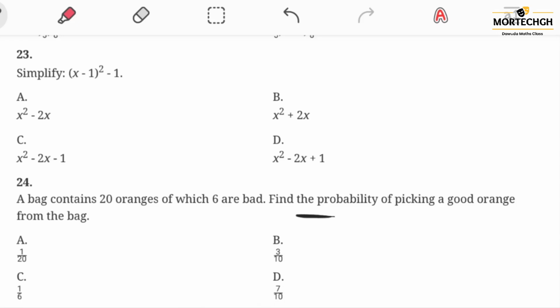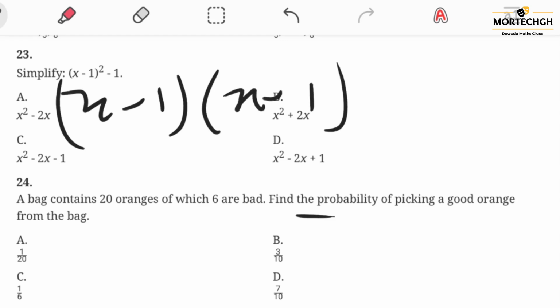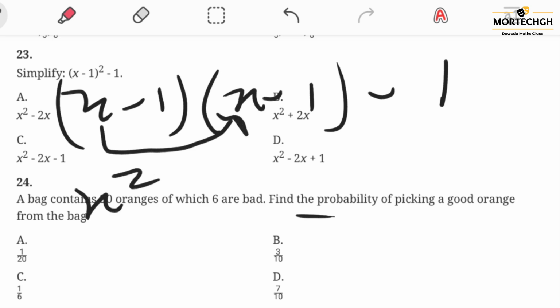Question 23. Simplify (x minus 1) all in bracket squared minus 1. So we have x minus 1 in bracket. Since it's squared, we have another bracket x minus 1, before we now have the negative 1. So let's expand the bracket. X times x will give you x squared. You take the first term from the first bracket and multiply the whole of the other bracket, then you take the second term from the first bracket and multiply the second bracket. So x times x gives x squared. X times minus 1 gives minus x. Minus 1 times x gives minus x. And the last one, minus 1 times minus 1, gives positive 1.